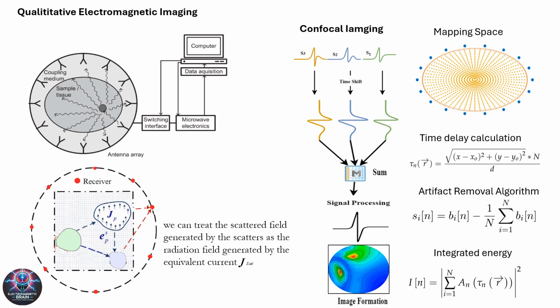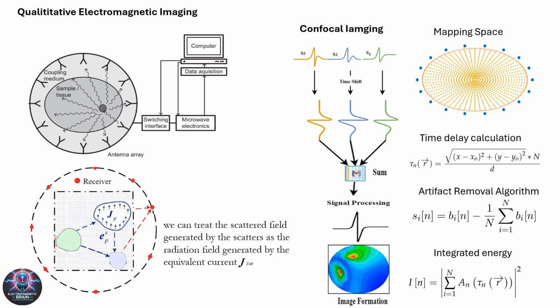Signal correction equation, SIN, represents the signal processing step where the average value is subtracted from the signal to remove noise or unwanted artifacts. As shown, the signals from each antenna are processed to extract useful information, such as intensity and phase, and these are combined to generate a final image. This process helps visualize the internal permittivity and conductivity properties of the tissue.